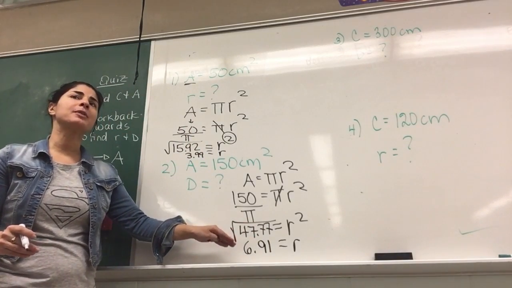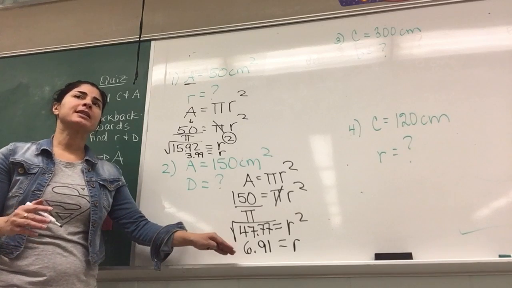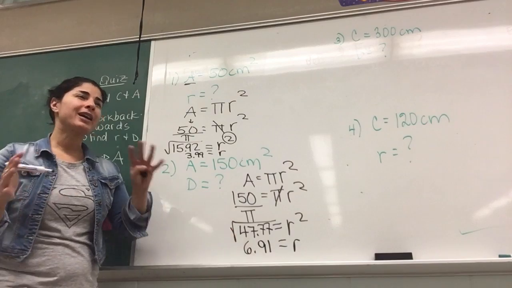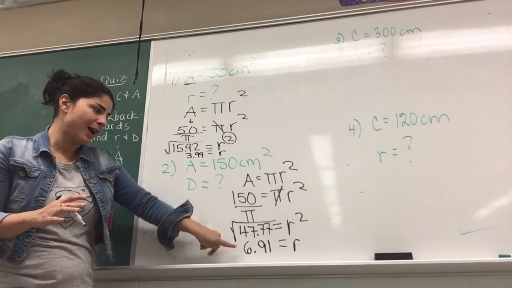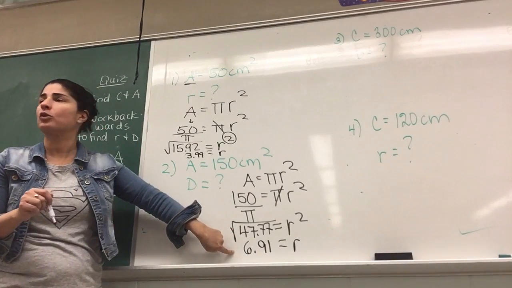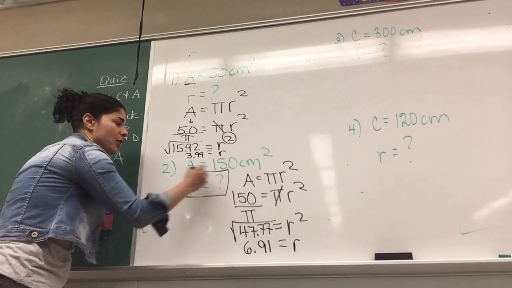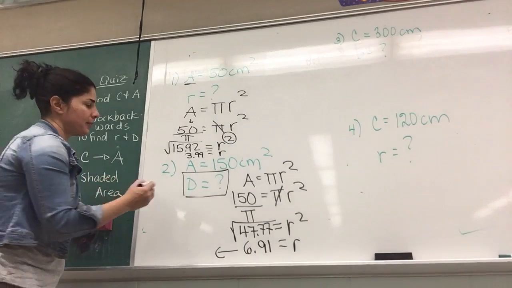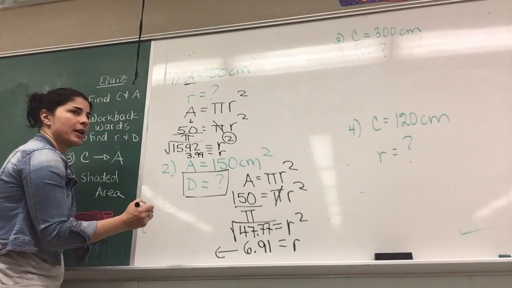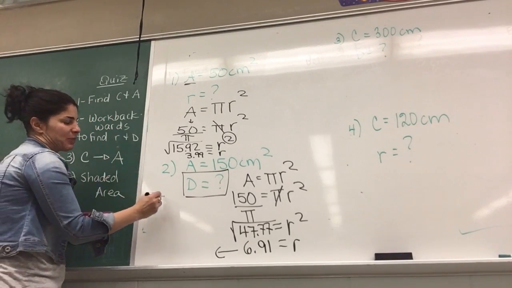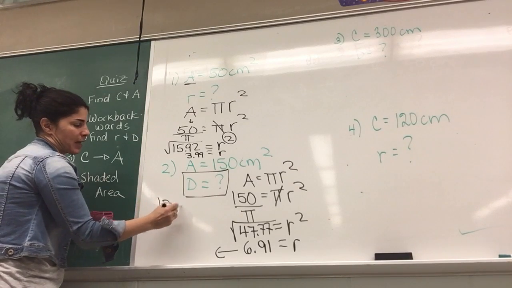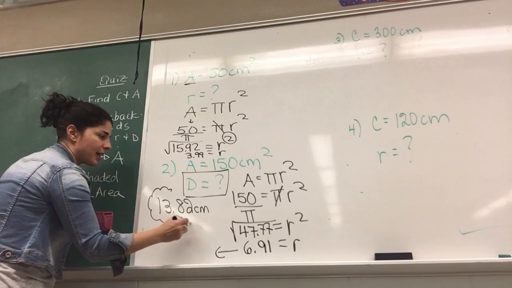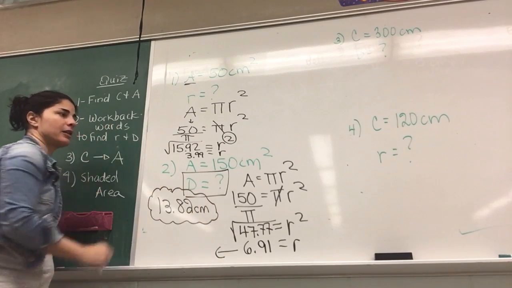Because I know 7 times 7 is 49. 6 times 6 is 36. 8 times 8 is 64. So I kind of get where it should be. Now, I got radius, but that's not the question. The question was diameter. I have to take one more step to do what? Times it by 2. So 6.91 times 2 gives me 13.82. And that's your final answer for the diameter, knowing the area.